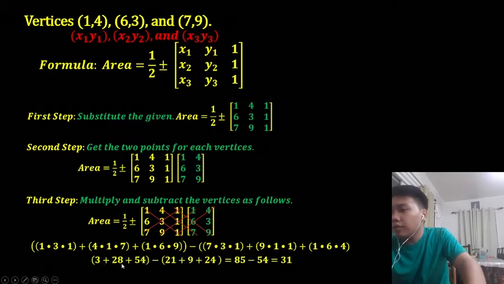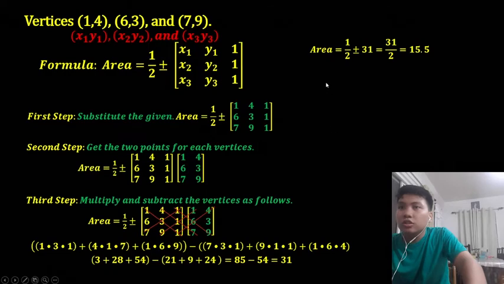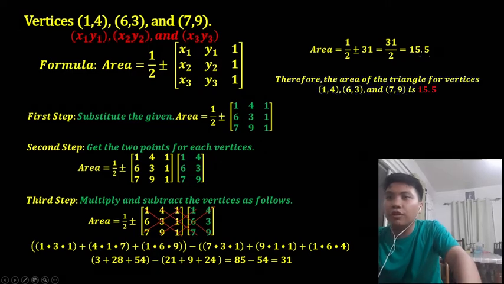We have 3 plus 28 plus 54 minus 21 plus 9 plus 24, which will result in 85 minus 54, and in return we have 31. So we got 31. Let's multiply 1/2 to 31, which will return 15.5. Therefore, the area of the triangle for vertices (1, 4), (6, 3), and (7, 9) is 15.5.